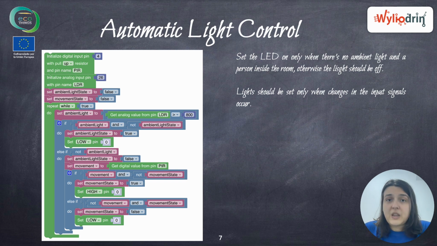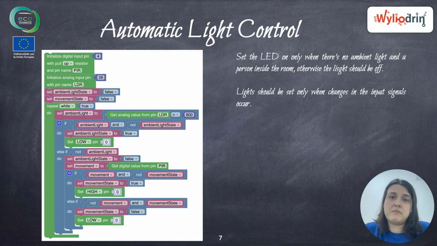This is why we take two variables. We have ambient light state and we have movement state. At first, we initialize them to false. Ambient light state will tell us if we are in a state when there's ambient light. So basically, we don't need to turn on the LED. And movement state will tell us if there is movement in our room. Now, inside the while block, we do the following.